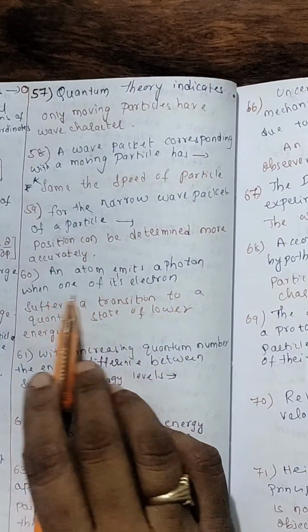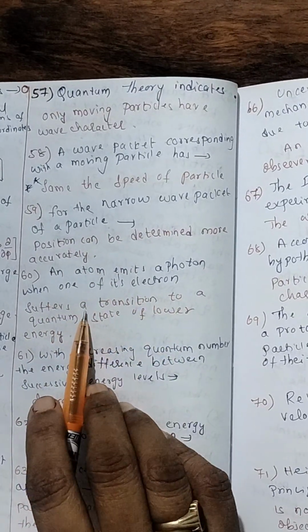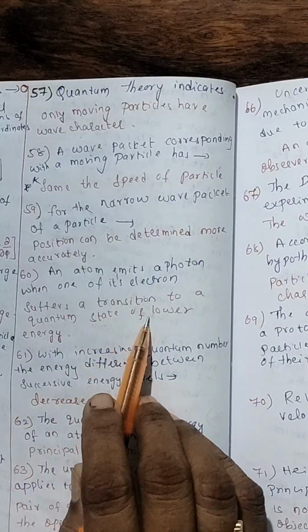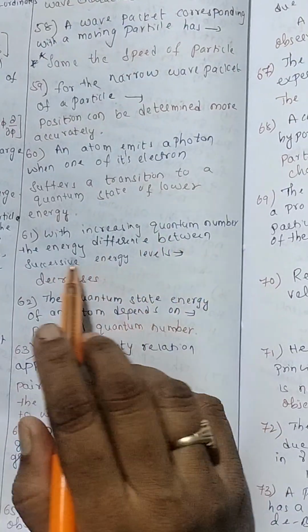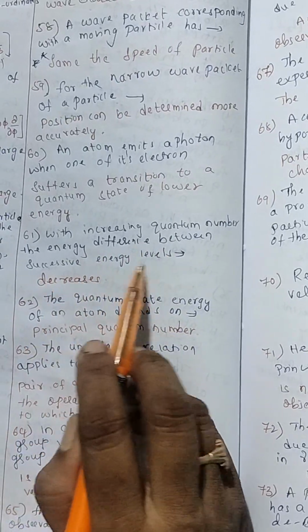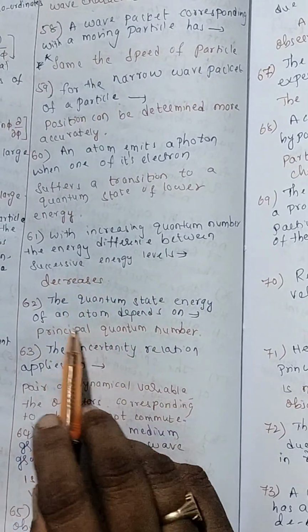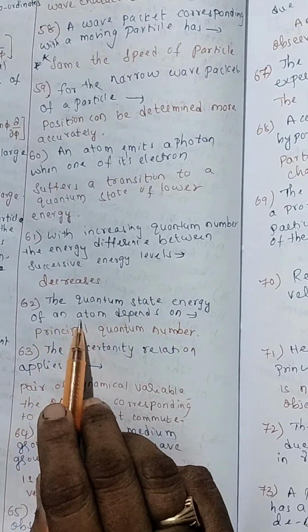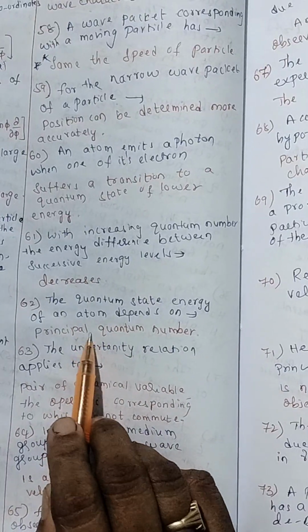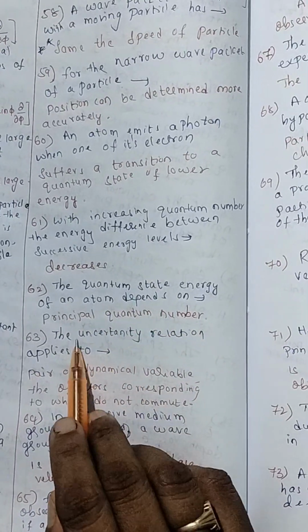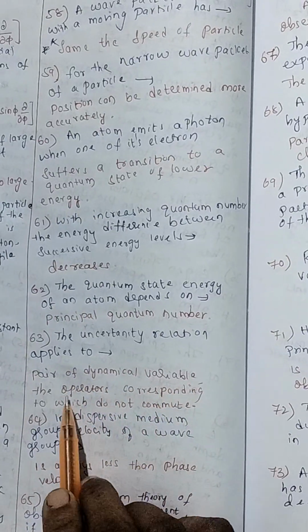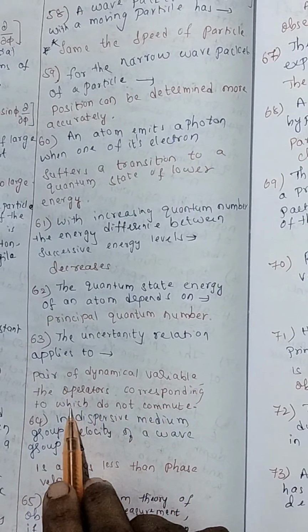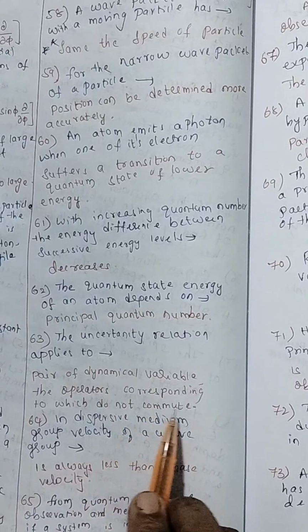An atom emits a photon when one of its electrons suffers a transition to a quantum state of lower energy. Next, with increasing quantum number, the energy difference between successive energy levels decreases. The quantum state or energy of an atom depends on the principal quantum number. The uncertainty relation applies to a pair of dynamical variable operators which do not commute.